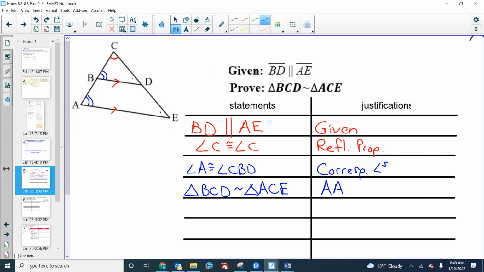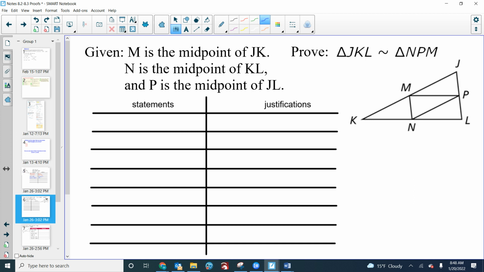You guys see how a similarity proof would go? Pretty similar to the congruent proofs, huh? Let's try this one.